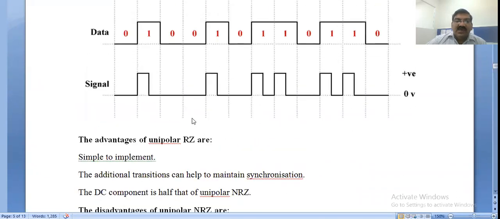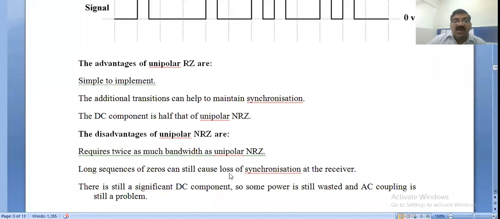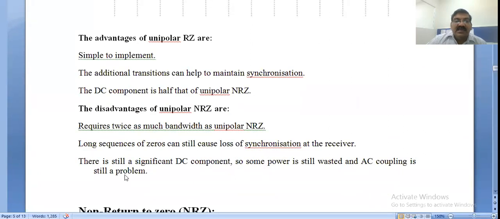Here you can see the 2 zeros are there, so the long period is there. If there are 4 zeros, 5 zeros, there is a possibility to lose the synchronization. So this is one of the disadvantages. Then there is still a significant DC component.